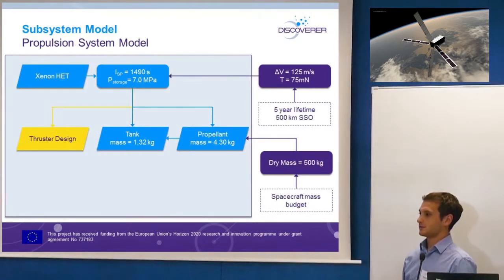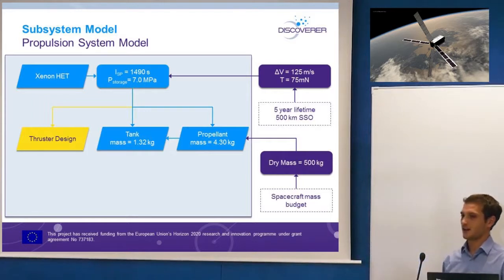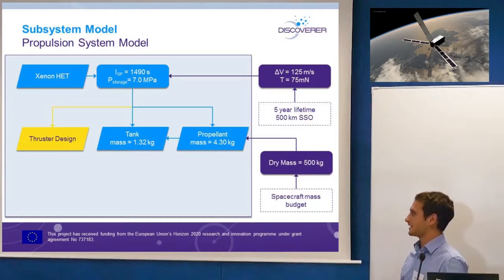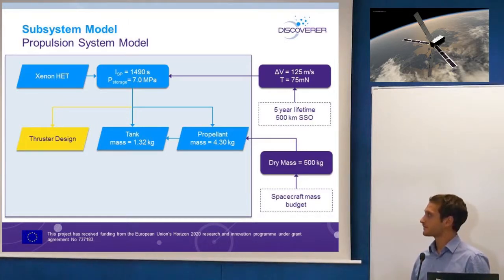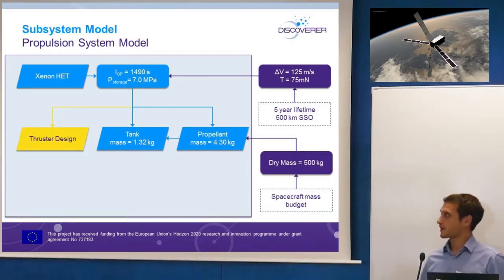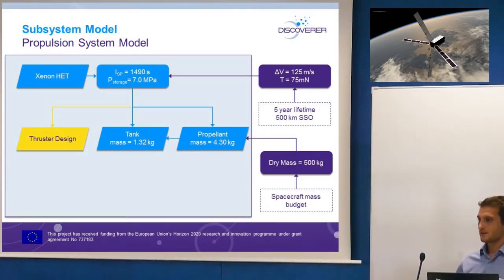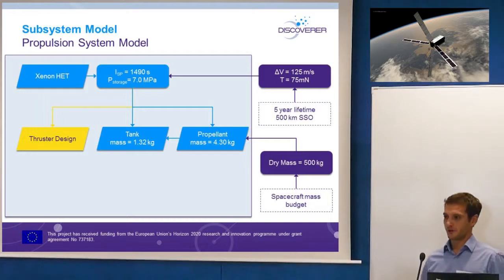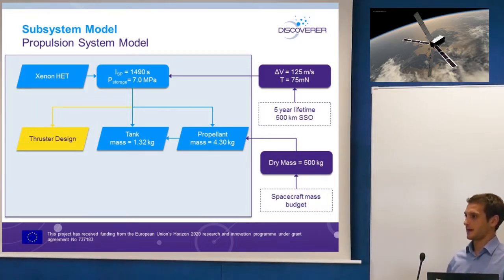So we can add that into our model, and you can see we're building this diagram up, and we'll finally get out at the bottom the total mass. So now we can consider the design of our thruster. In this case, we chose a xenon Hall effect thruster in the beginning, and we know the Isp, we know the storage pressure which we want to have the propellant at, and we know the thrust that we want this thruster to be able to produce.